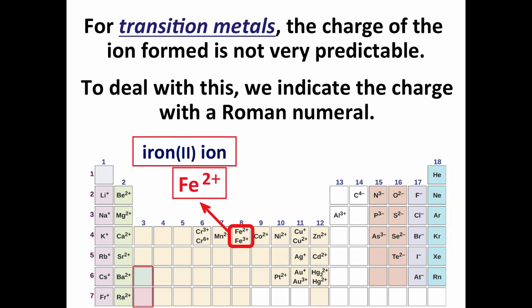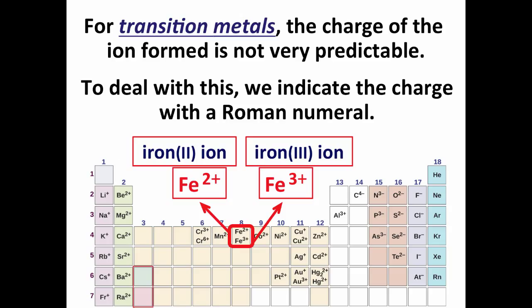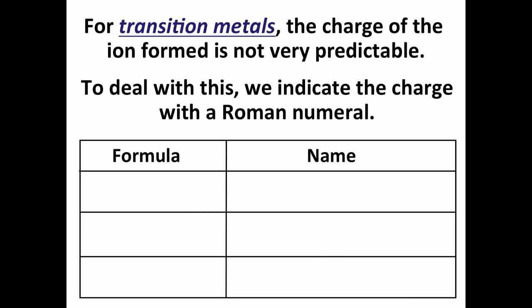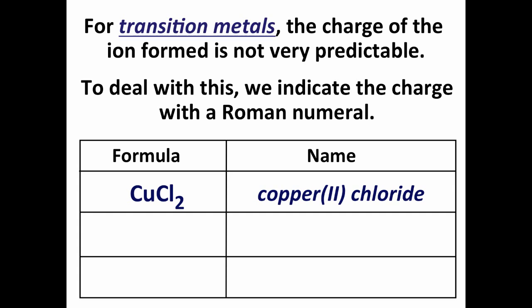And what we would do if we're talking about the iron 2+ ion is either write the formula Fe with a superscript 2+, or we would call it iron Roman numeral 2 ion. And then, of course, iron 3 would be Fe3+, or iron Roman numeral 3 ion. And that's it. So a little practice with this. What would be the formula of copper 2 chloride? Well, copper Roman numeral 2 means it's a +2 charged copper ion. Chloride, you know, is going to be -1 just from the periodic table, so CuCl2.